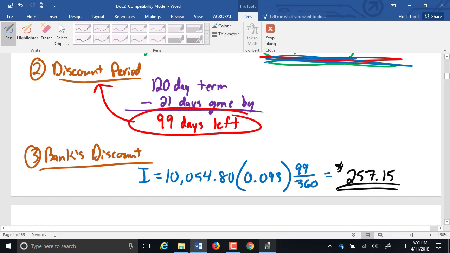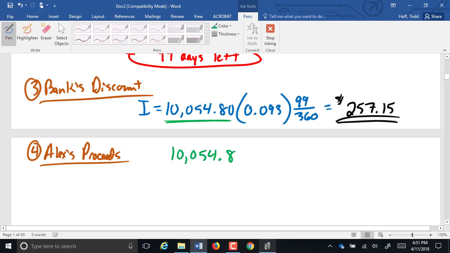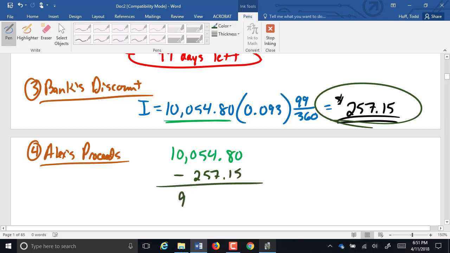Perfect. What is step 4? Find Alex's proceeds. Alex's proceeds is simply going to be that face value, which was the maturity value of the original note, minus that bank discount, 257.15, which is going to give us $9,797.65.